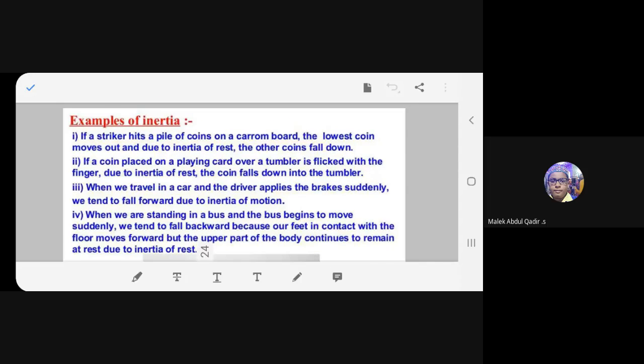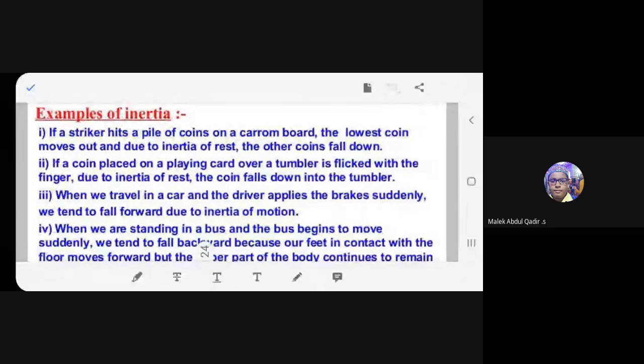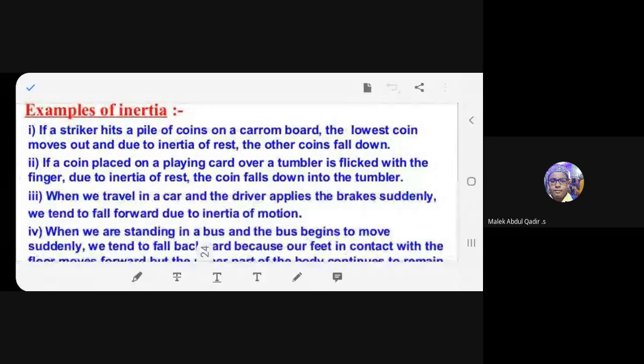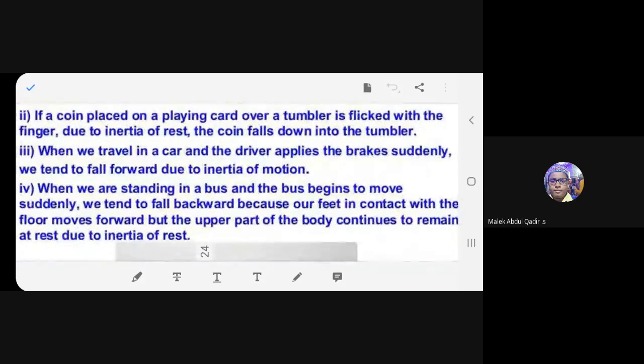Some more examples of inertia, please. Example of inertia. If a striker hits a pile of coins on a carom board, the lowest coin moves out and due to inertia of rest, the other coins fall down. Is it true? Yes, ma'am. Yes.